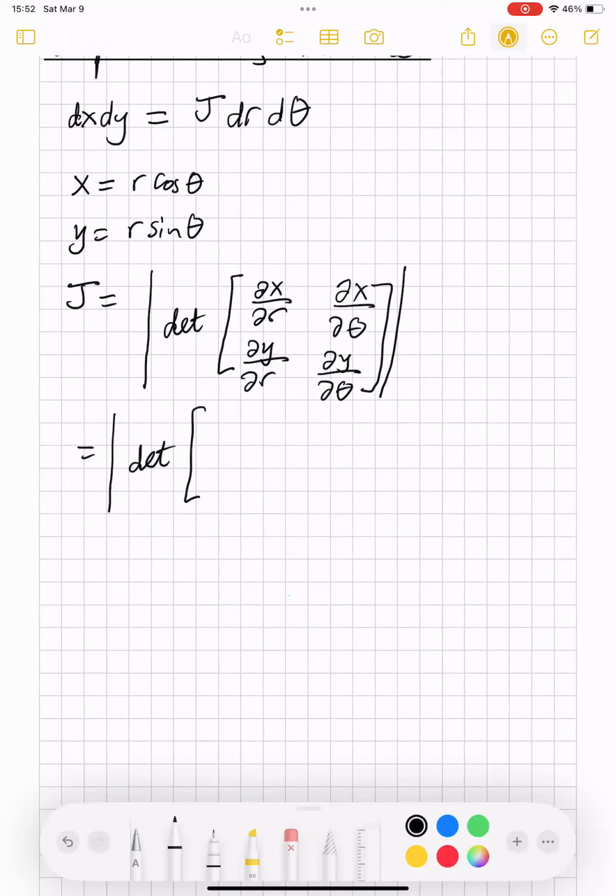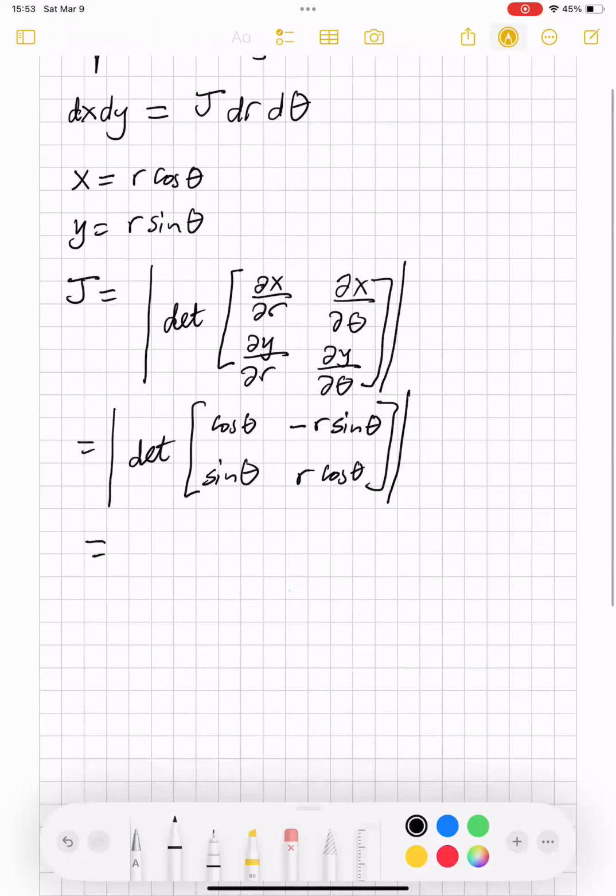Now, dx dr is just cosine of theta. dy dr is just the sine of theta. Now let's go dx d theta. Remember, d by d theta of cos theta is minus sine theta. So we'll just get minus r sine theta. And dy d theta will just be r times the cosine of theta. Good. So if we calculate that determinant, what do we have?